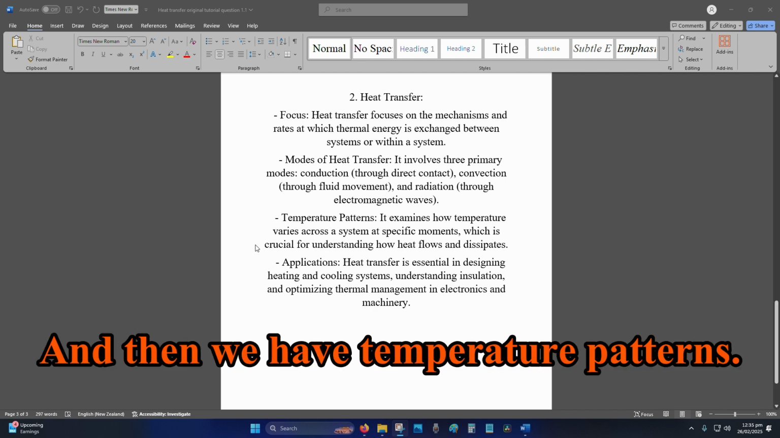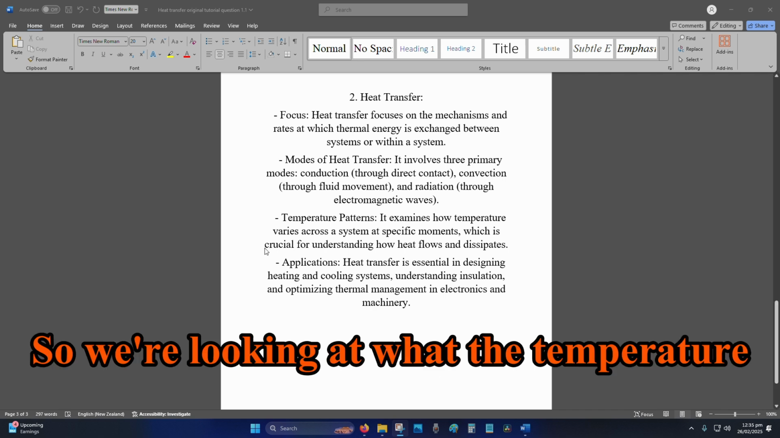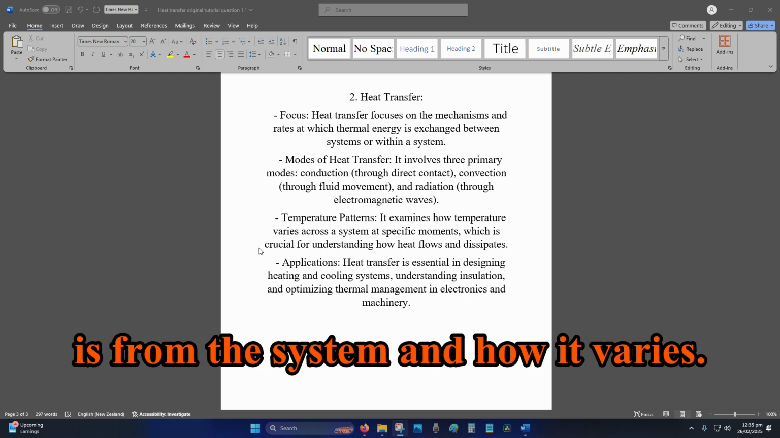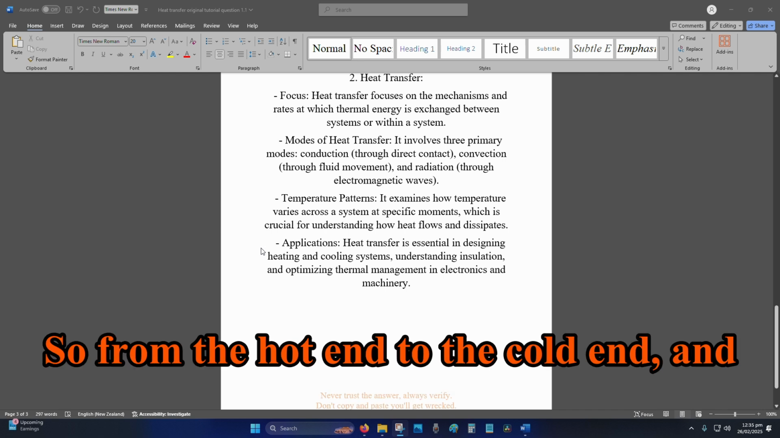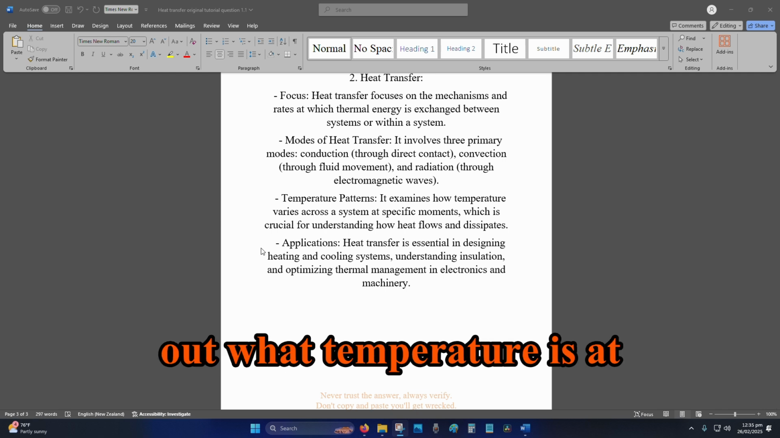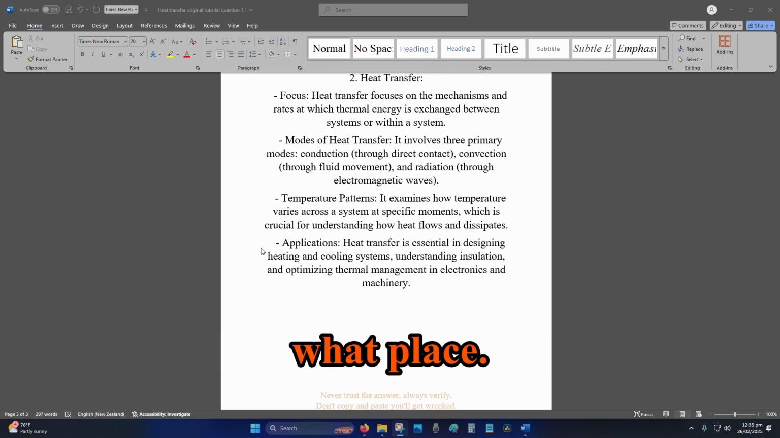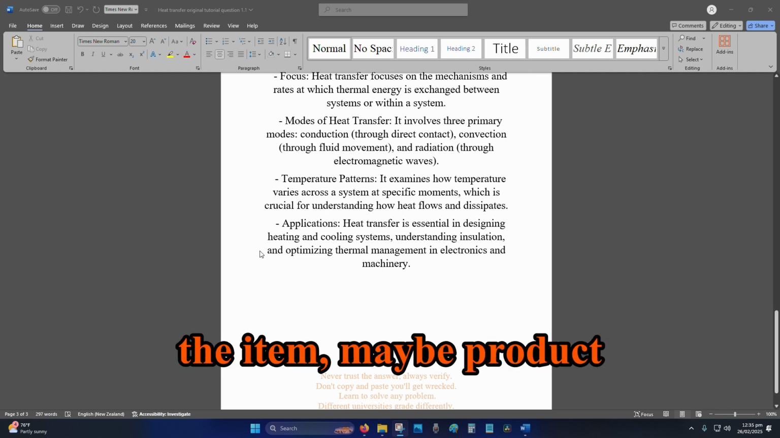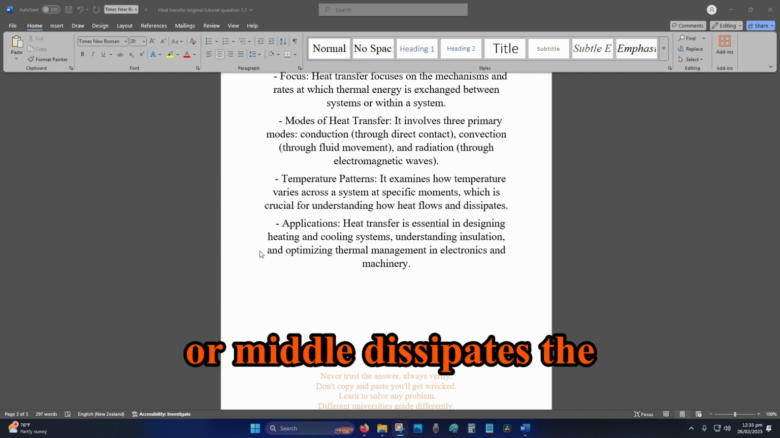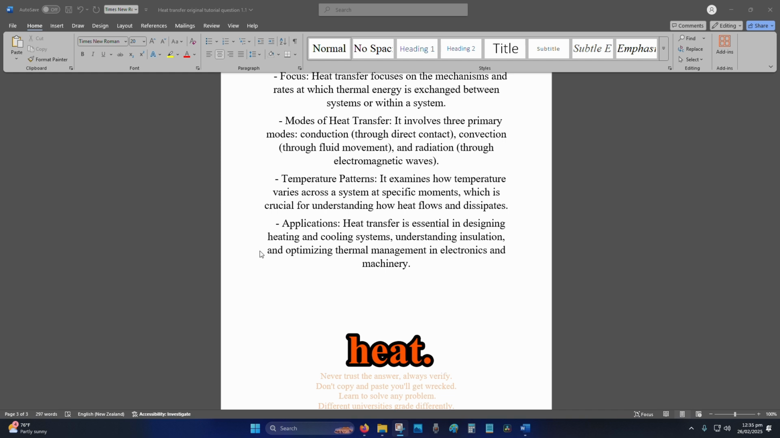And then we have temperature patterns. So we're looking at what the temperature is in the system and how it varies. So this is like heat flow, from the hot end to the cold end. And then you want to find out what the temperature is at what place, and then you want to find out how much the item, maybe a product or metal, dissipates the heat.